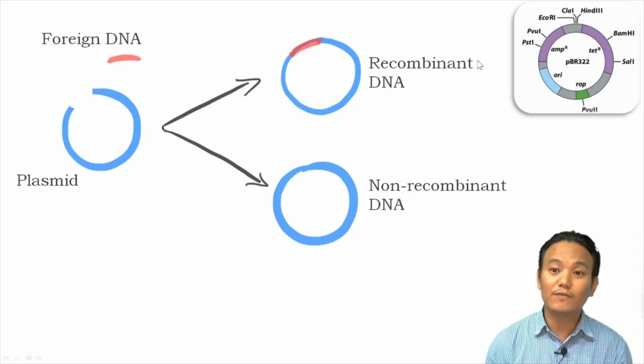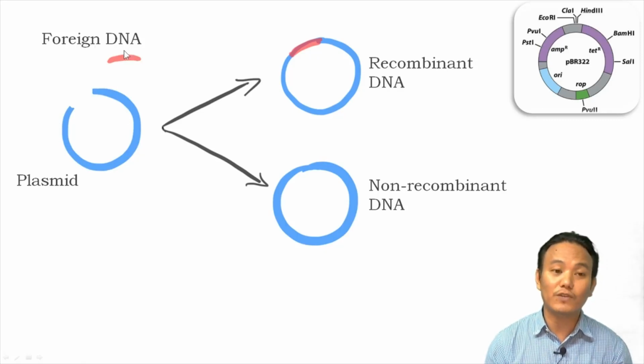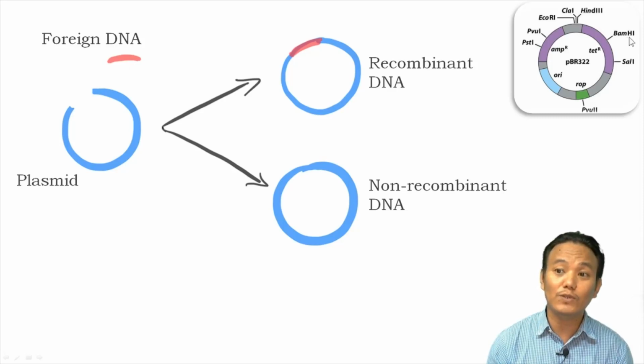In order to create a recombinant DNA, we take a mixture which contains a plasmid or a vector like pBR322, and we take the foreign DNA containing the gene of interest. Then we treat them both with the same restriction enzyme. Let's say we use BamHI. If we use the same restriction enzyme, it will create complementary sticky ends, thereby making it easier for us to attach this foreign DNA to the plasmid. And this will result in the formation of recombinant DNA.